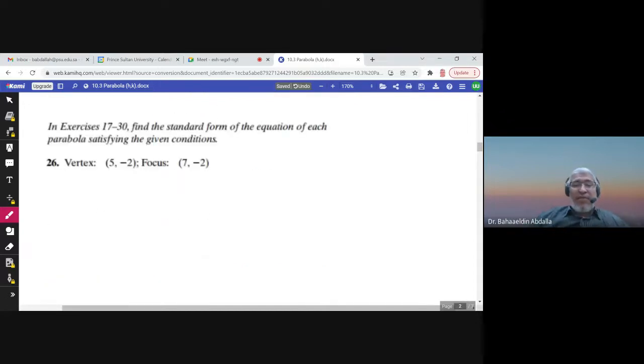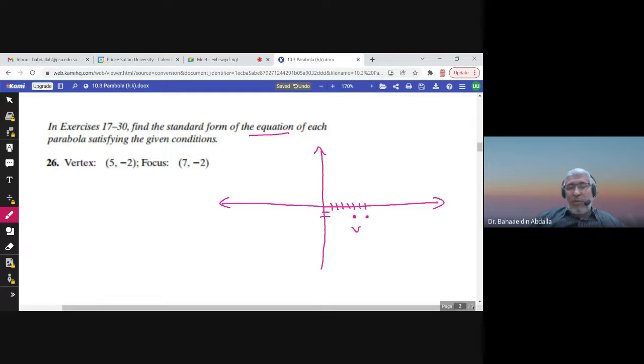Find the standard form. This is the other type of questions. They give you some information, find the equation. As usual, I'll draw the information given in the question. 5 and negative 2. This is what? This is the vertex. 7 and negative 2. This is the focus.